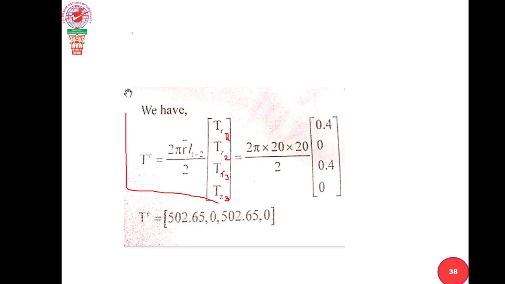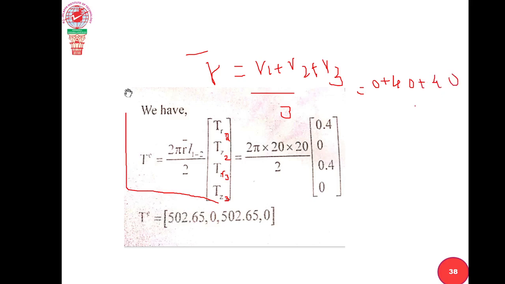Now TR2, TZ2, TR3, TZ3 we know already. R bar we don't know. What is R bar? R1 plus R2 plus R3 divided by 3. R1 is how much? 0. R2 how much? 40. 40 divided by 3, 26.667. Here they have taken it as 20.